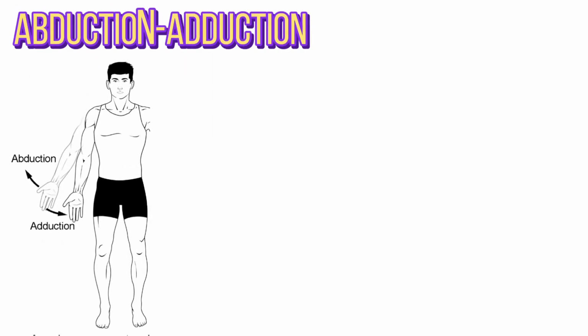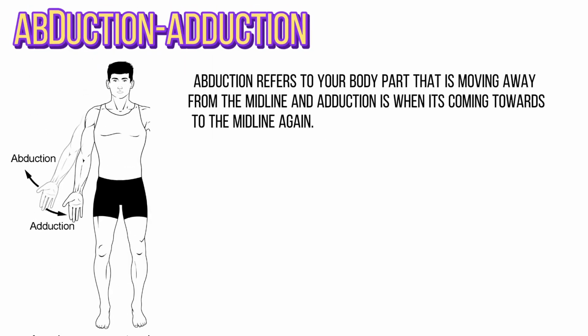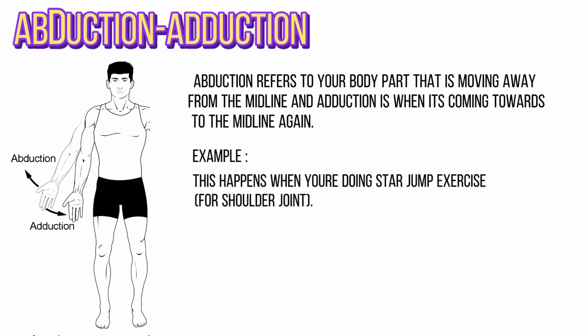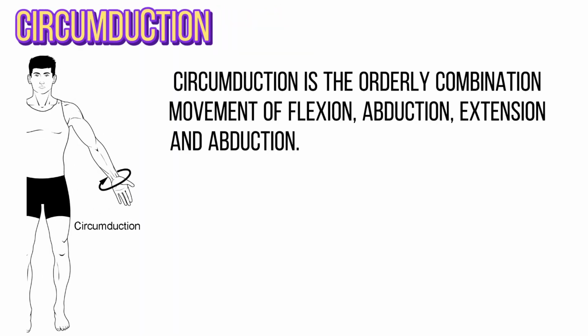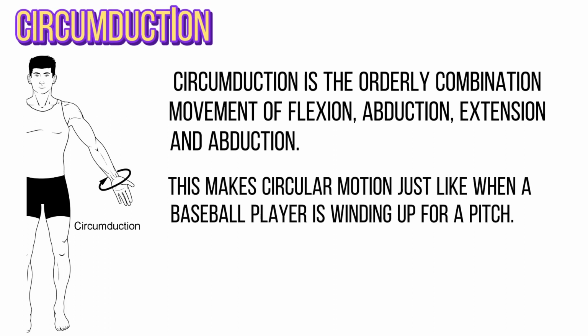Abduction, adduction. Abduction refers to your body part moving away from the midline, and adduction is when it's coming towards the midline again. This happens when you're doing star jump exercise. Circumduction. Circumduction is the orderly combination movement of flexion, abduction, extension and adduction. This makes a circular motion, just like when a baseball player is winding up for a pitch.